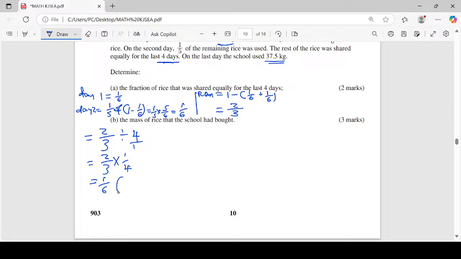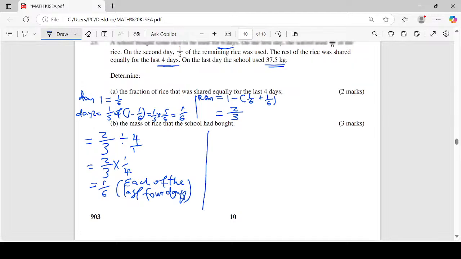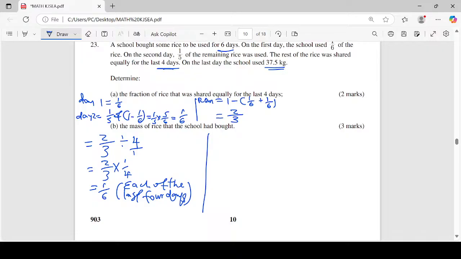So this sixth is for each of the last 4 days. For each of the last 4 days, the fraction was a sixth. Now, because this is the fraction for each of the last 4 days, even this last day, which is 37.5, its fraction is a sixth.